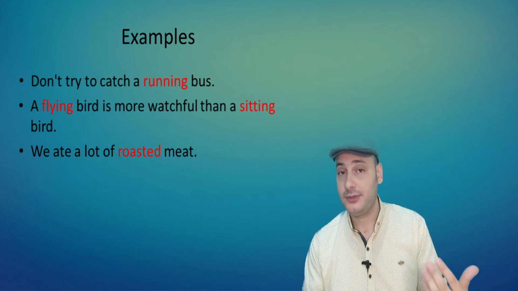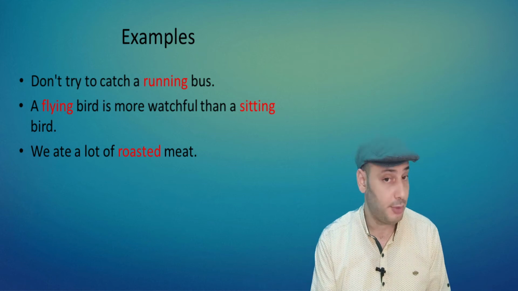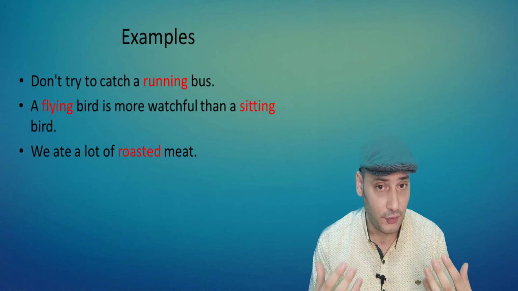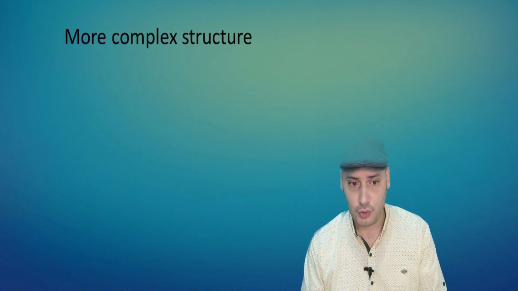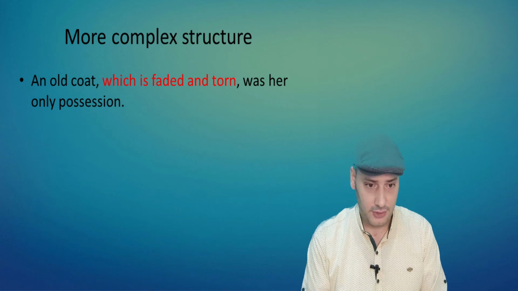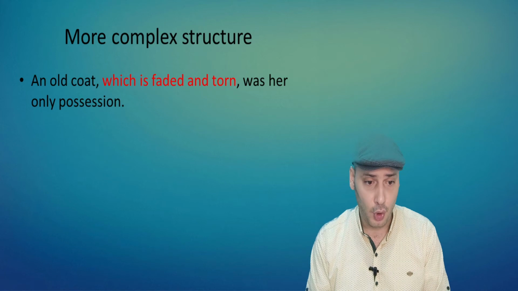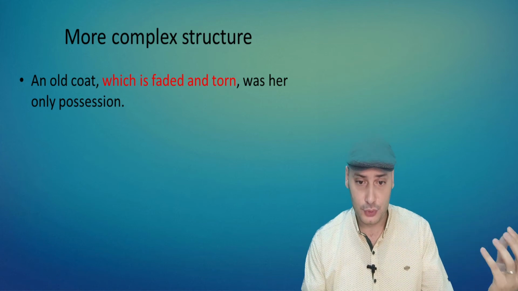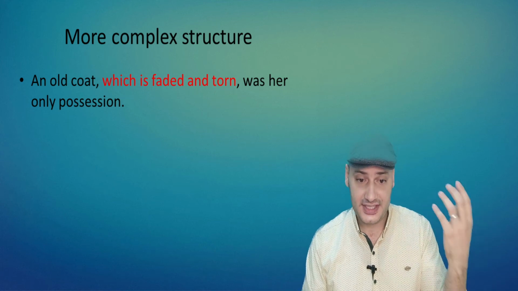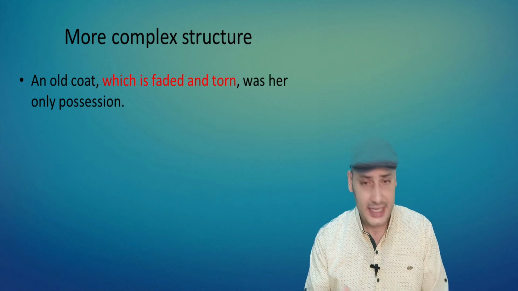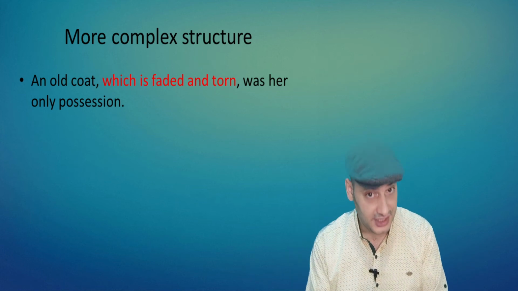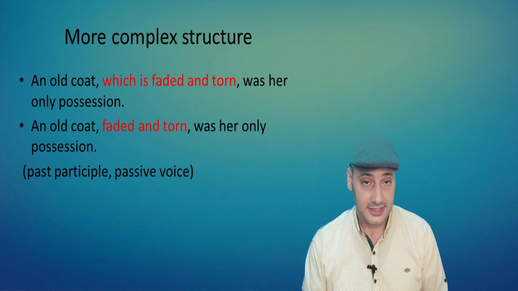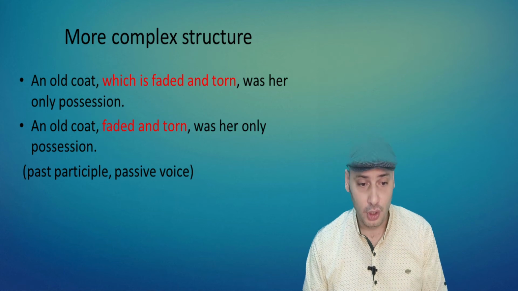Now let's move on. Since we've got enough of an idea about what a participle is, the question is, how can we use them to have better professional writing in English? Let's go to a more complex structure. For example, we've got this sentence: an old coat which is faded and torn was her only possession. Here we've got two clauses. The main clause is an old coat was her only possession, and the other one is which is faded and torn. Can we make it more compact by using the participle? The answer is yes, we can do that. How? An old coat, comma, faded and torn, was her only possession.